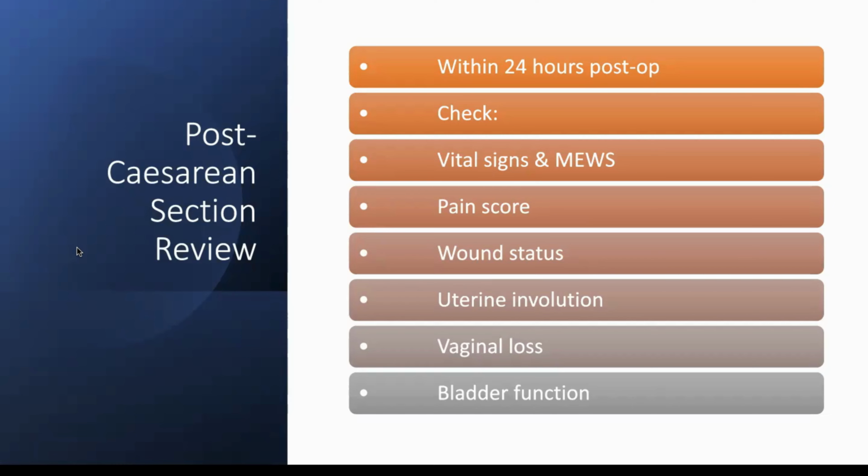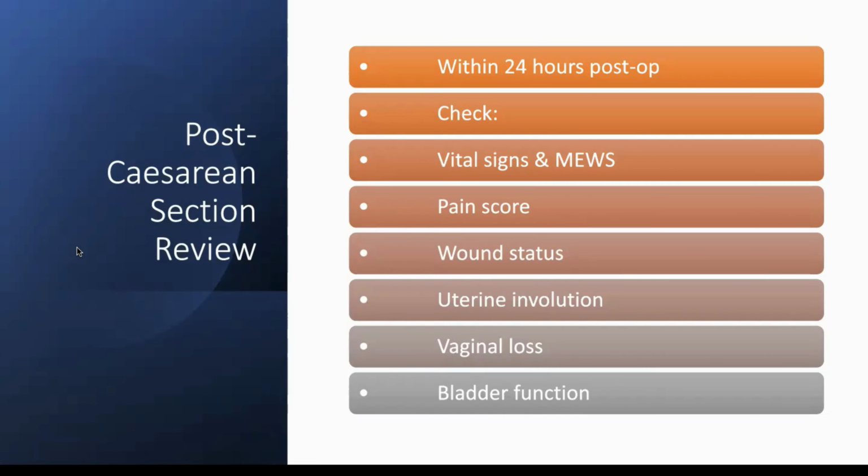We need to make sure that the lochia or the vaginal loss is minimal. They are not losing lots of blood. They are still not passing big blood clots. And if there are any concerns, we have to address it or speak to seniors.